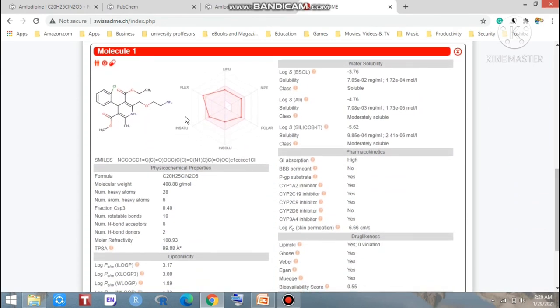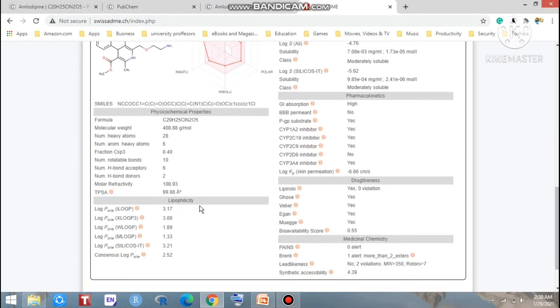Okay, that is our ligand file, and here is the formula of our ligand. You can see the molecular weight is 408.88 grams per mole, and it's not more than 500. Look at that, the hydrogen bond acceptor is 6. We should follow the Lipinski rules, and as per Lipinski rules, it must be below 10, and it's 6. Here is the hydrogen bond donor, that's 2, and it must be less than 5 to follow the Lipinski rules.